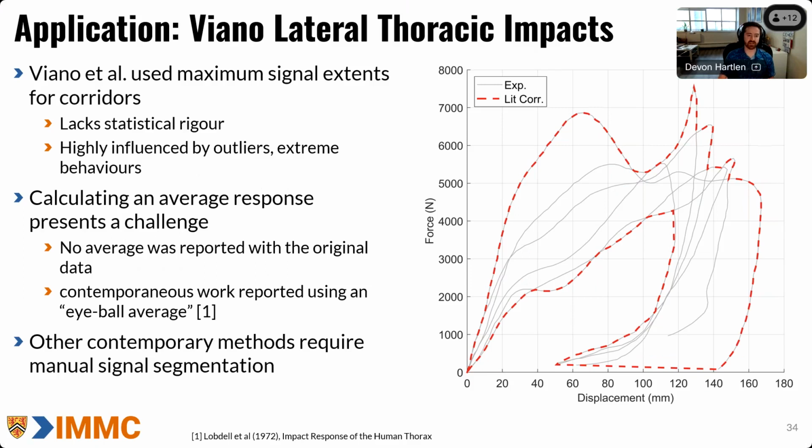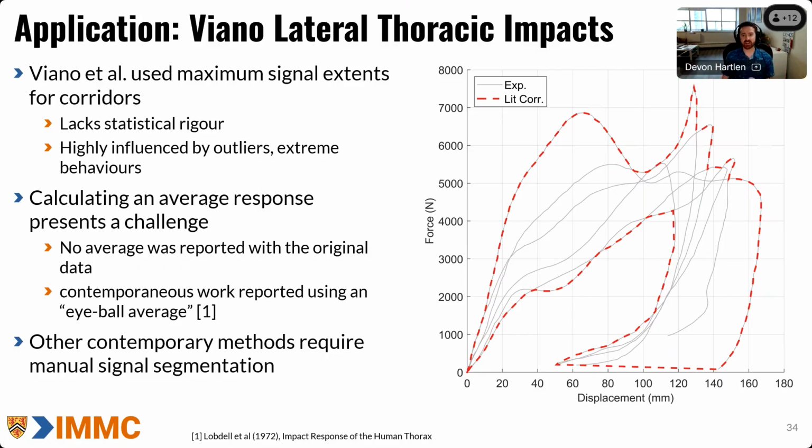And as I'd mentioned earlier, contemporaneous work will often use an eyeball average, or a subject matter expert going in and drawing the average by hand. Generally, they are quite close, and it's been remarkable to see how close these eyeball averages fall to the ARCGen response. But it's always good to have a general methodology that works to all of these signals. And there has been some work, such as work by Dave Leslie, which requires manual segmentation of the signals.